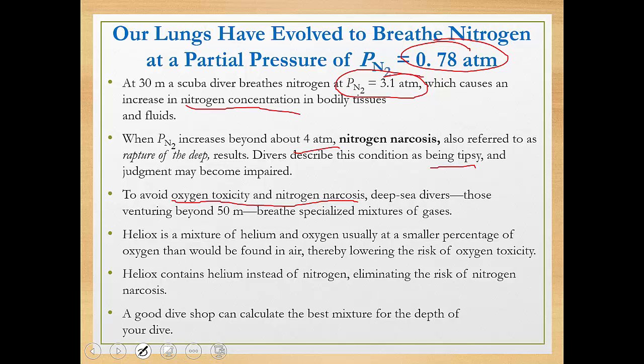So deep sea divers adjust for these conditions by using different mixtures of gases. Now, one of the better known versions is something known as Heliox, and it's a mixture of helium and oxygen. And it has a smaller percent of oxygen than you would find in the air being breathed at the surface. It's less than the 21%. So you lower the risk of oxygen toxicity. As you increase the pressure, you get it up to about the same amount of oxygen that you're used to. The helium in there, you're replacing nitrogen with helium to eliminate the risk of nitrogen narcosis.